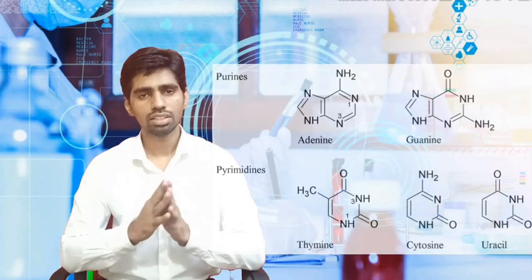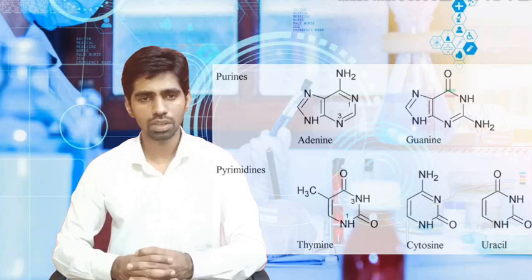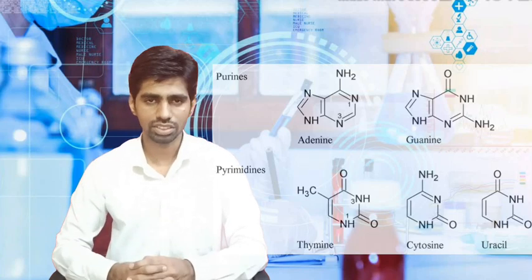Now, after the pyrimidine, what will be the next? The next will be the purine ring. Now, what happens when the fourth and the fifth position of pyrimidine is attached with the imidazole ring? The structure obtained is known as the purine ring. There are two purine bases which are present in our nucleic acid structure. Those are adenine and guanine. Okay. So, these are the examples of purine and pyrimidine with their structures.